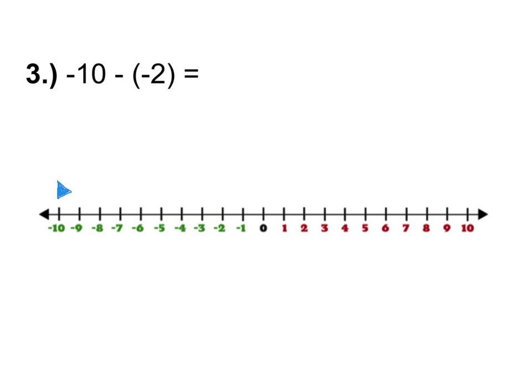In this example, we're starting at -10 facing the positive direction. I see a subtract sign right here. So that tells me I need to flip directions. And then I see a negative sign right here. So that tells me I need to flip directions again. Then the 2 tells me to move forward in the direction I'm facing, which is positive again, 2 spaces. So my final answer is -8.